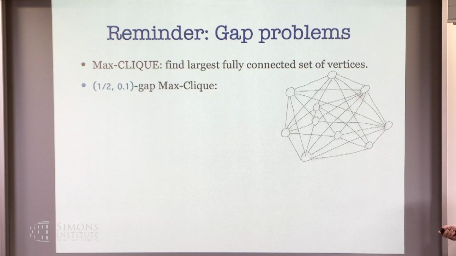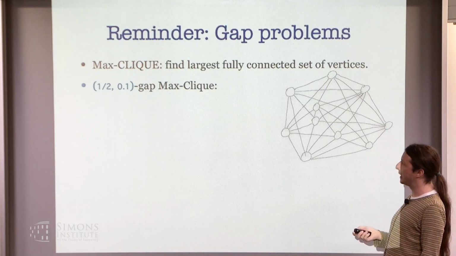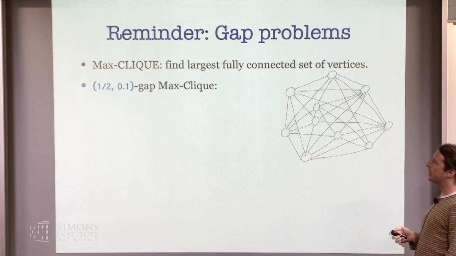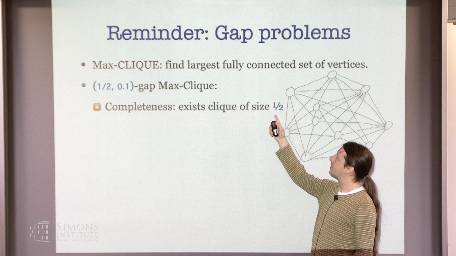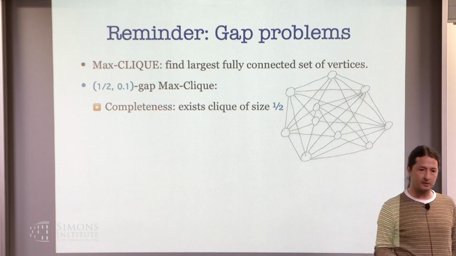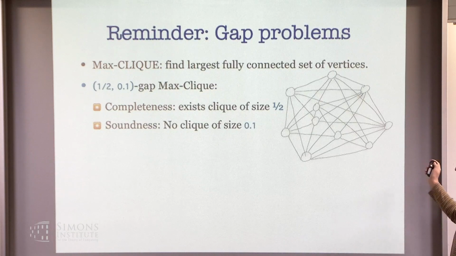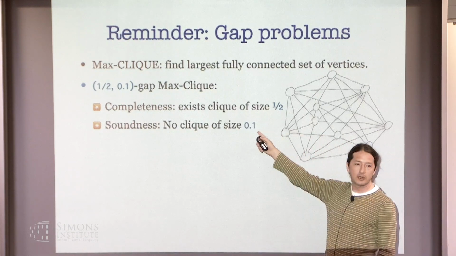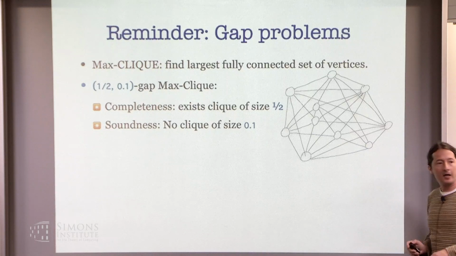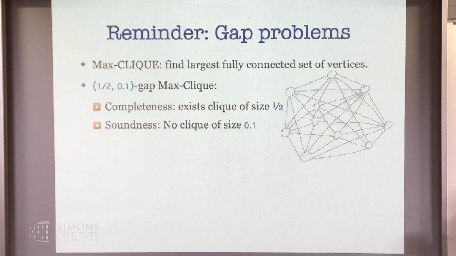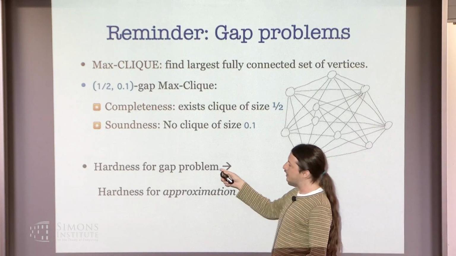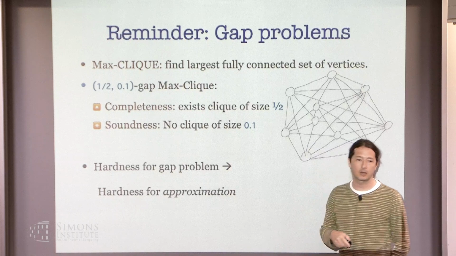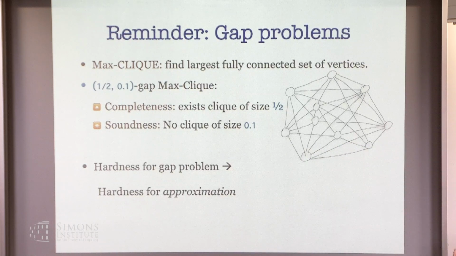So the gap version, maybe a 1/2 versus 0.1 gap version of this, is where you're promised that in the completeness case, there exists a clique of size 1/2, covering half of the vertices, or the maximal clique is much tinier, only 0.1 of the vertices. And the gap version is, given this promise, to distinguish between the two. So that's a gap problem. And if you know that a gap problem is NP-hard, then you also know that the problem is hard to approximate. That's a simple exercise.